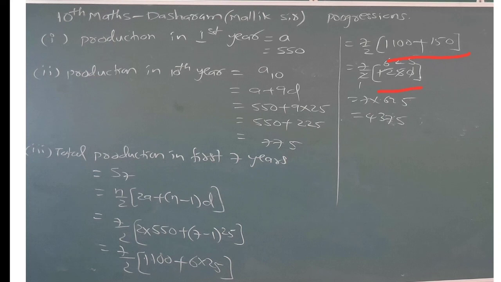2 ones are 2, 625. And here 7 into 625 is 4375. So the total production in the first 7 years is 4375. So finally we completed the arithmetic progression topic.